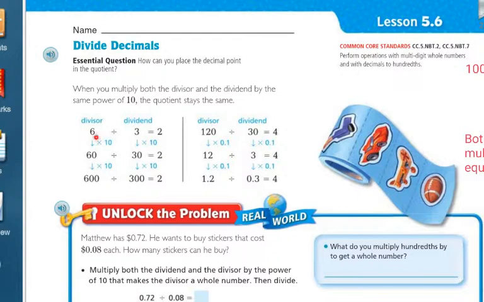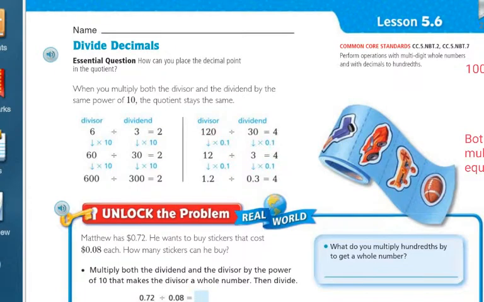So let's look. If I have 6 divided by 3 equals 2. If I multiply 6 times 10 and I multiply 3 times 10, I get 60 divided by 30, but the answer still stays 2. If I take 60 and multiply it times 10, and 30 times 10, I get 600 divided by 300, but my answer remains 2.